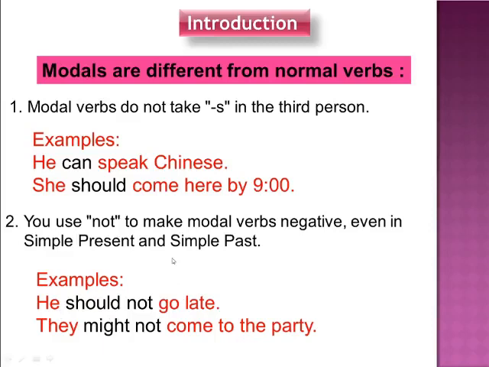So if you want to make a negative sentence, what do we have to use? Use a "not." Where do we have to use this "not"? Be very careful. We are not using "not" with the main verb. We are using "not" only with the auxiliary verb. "He should go not" - we will not say like that. "He should go not late" - no. How do we say it? He should not go late. This is the second rule, so just take care of it. They might not come to the party. So we are using "not" with the modal verb.